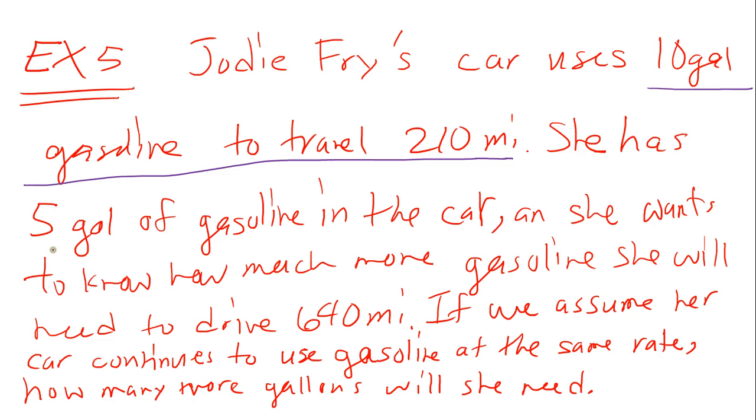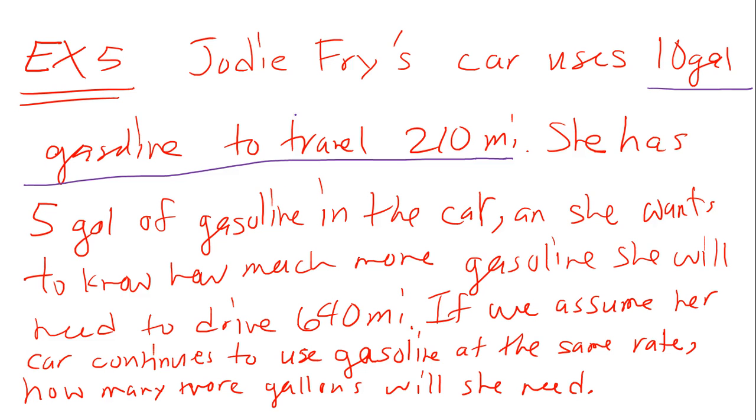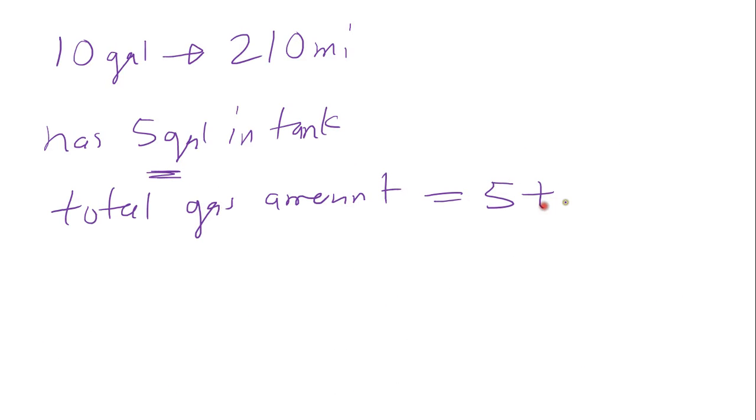Alright. Let's see here. She has 5 gallons in the car already. Okay, so we took care of that. She's got gas already in the car. She wants to know how much more she needs. So basically, the total amount is going to be this 5 gallons plus whatever else she needs. So it's going to be 5 plus however much more she needs to get where she's going. The distance she's traveling is 640 miles. So this needs to get her 640 miles.